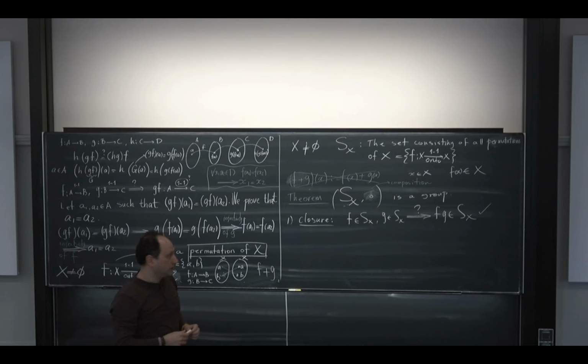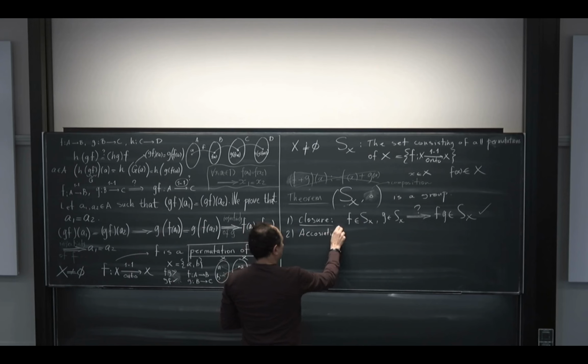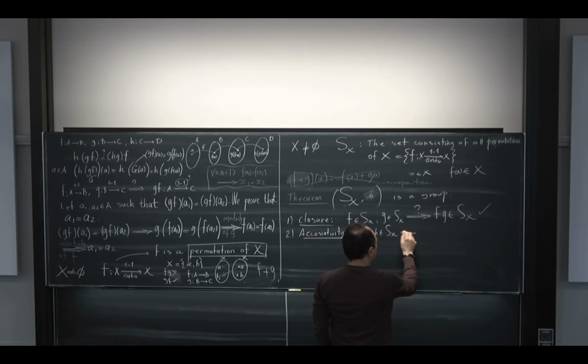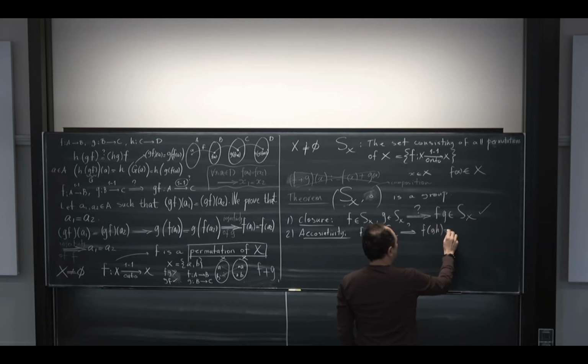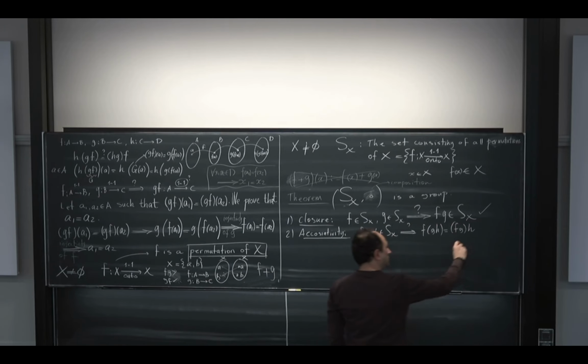Associativity, I need to check. Yes? So what does it mean? It means that if F, G, and H belong to Sx, I have to convince you that what? F after G after H is equal to F after G after H. Is it true or false? We just learned that. Yes, finished.